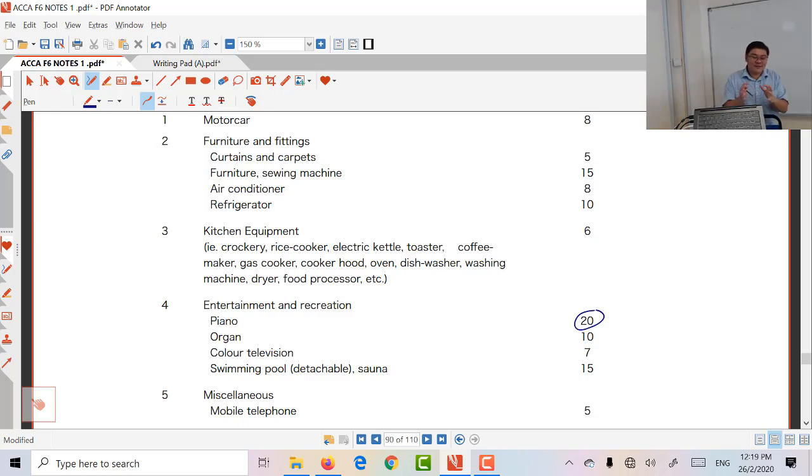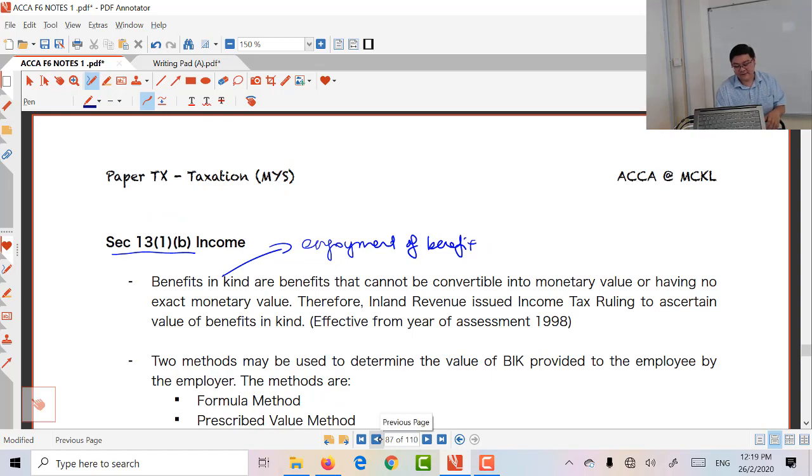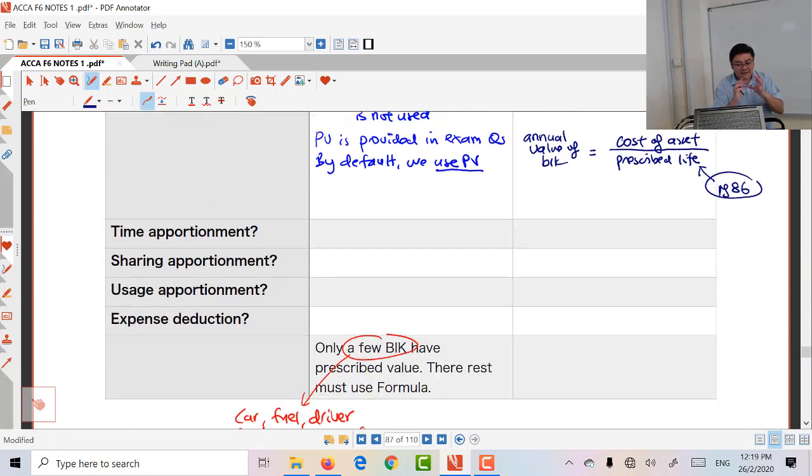Alright? So you notice that this is quite old-fashioned, you know. They should have come up with a better list. But of course, to them it's not so important, because it's not something they will come across very often in real life. Okay, so that's the main thing we're going to see.